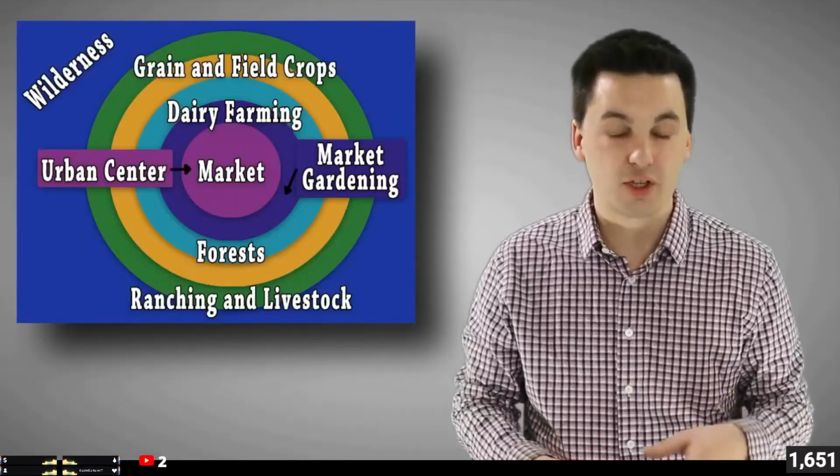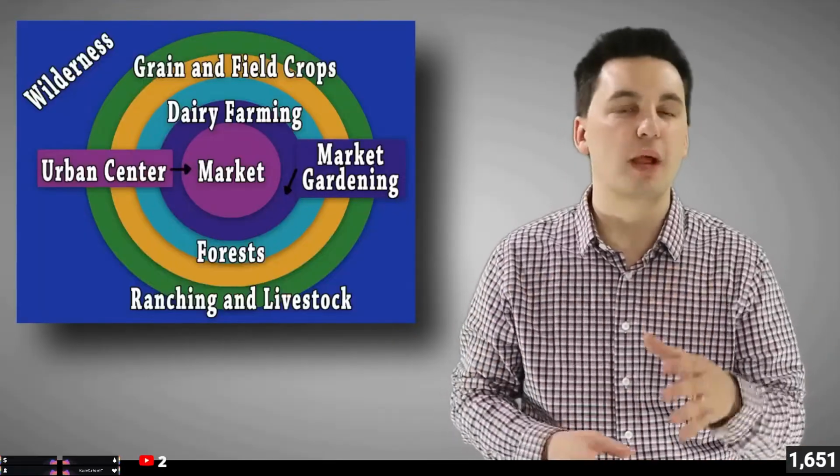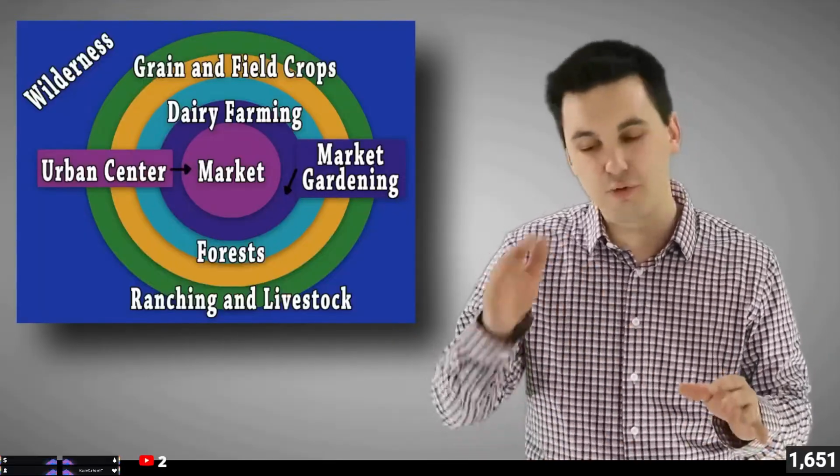If we go out to the next ring, we can see that we're in the forest. And the reason why it's located here is because the wood is used not only to cook food, but also keep homes. And so it needs to be able to be close to the market so it's accessible. After that, we get into grain and field crops, which can be easily transported and don't really perish. And even further out from there is the livestock.